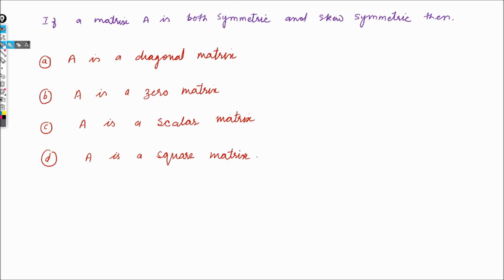So let us understand one more important question: if a matrix A is both symmetric and skew symmetric, what is the meaning? A dash is equal to minus A, that means it is skew symmetric. A dash is equal to A, symmetric matrix. So the left hand sides are the same, that means minus A is equal to A. So we can say 0 is equal to minus A plus A. This implies 2A is equal to 0, A is equal to 0. That means A is a zero matrix.